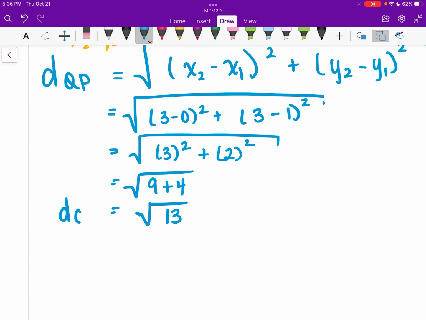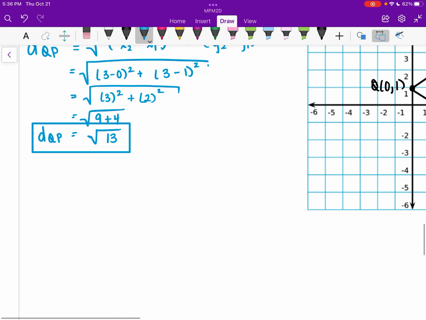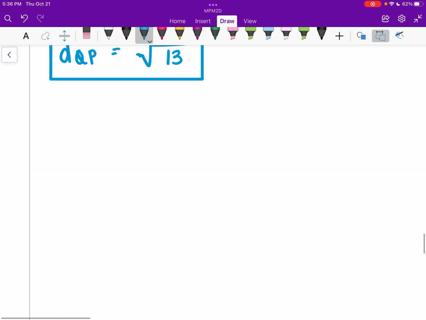You can either leave it as root 13, which is the most accurate answer, or you can take the square root of it. Either one is fine. But because you're just comparing the distances here, you can just leave it as square root 13. You're not really doing anything beyond that.